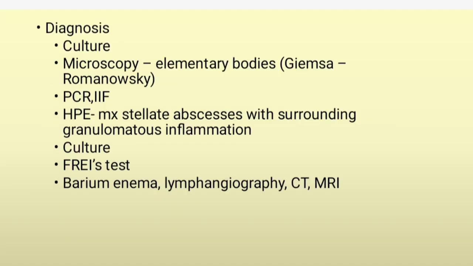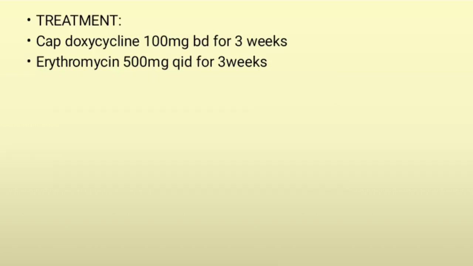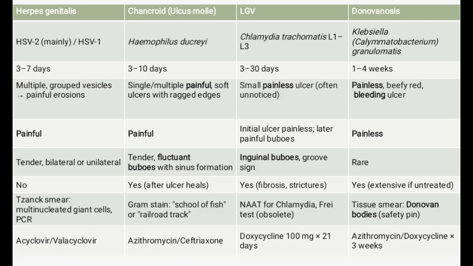Diagnosis can include culture, microscopy demonstrating elementary bodies, PCR or immunofluorescence, and histopathology, which shows a stellate abscess with surrounding granulomatous inflammation, where abscess indicates necrosis. Culture and Frei test, barium enema, lymphangiography, CT and MRI can be done to find underlying adhesions. Treatment includes doxycycline or erythromycin. So here is a table comparing 4 of them. Thank you.